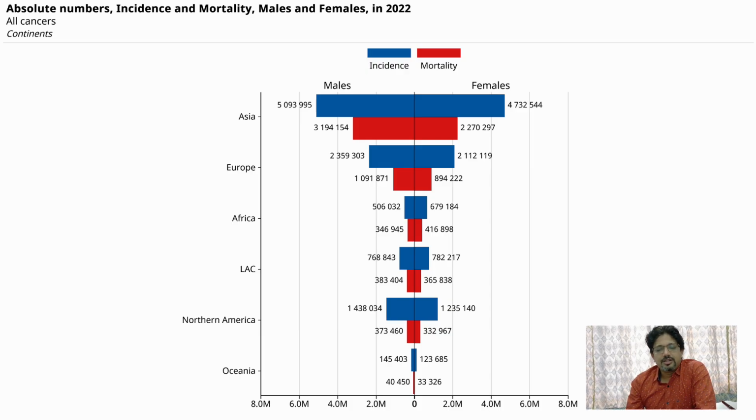If we divide the same chart into male and female, the male population is shown to have a higher incidence of cancer compared to females, and this is mostly the distribution towards Asia and Europe.